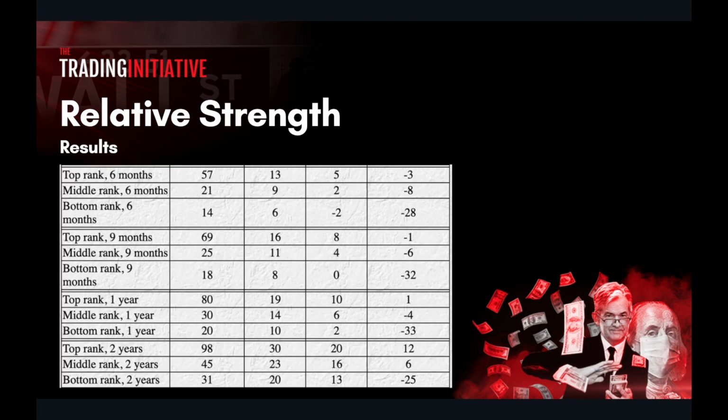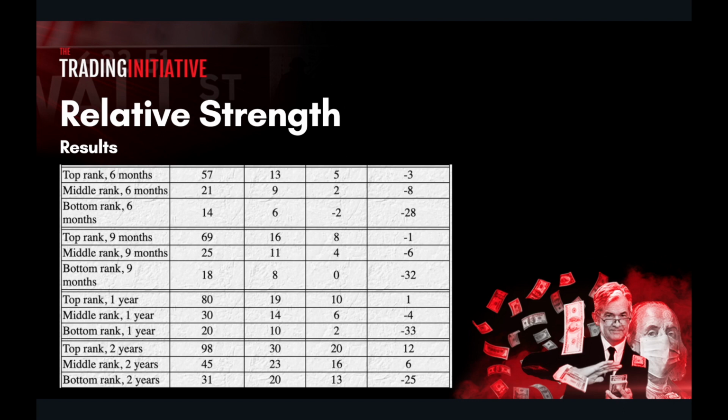This is 6 month, 9 month, 1 year, and 2 years. Once again, we don't need to go over this. You can read it, screenshot it if you want. The performance is incredible. On average, over 2 years, the stocks rise 98% in the best performing industries and only 12% in the worst.